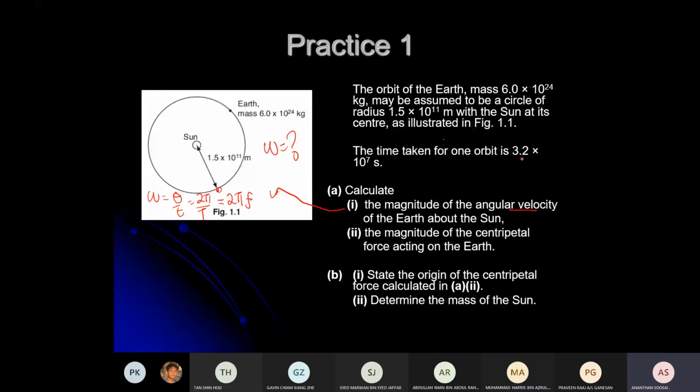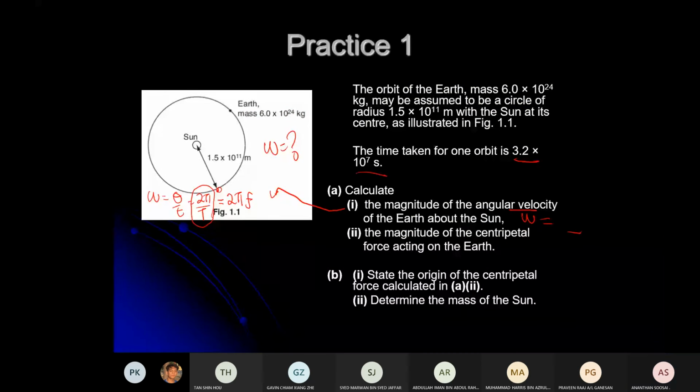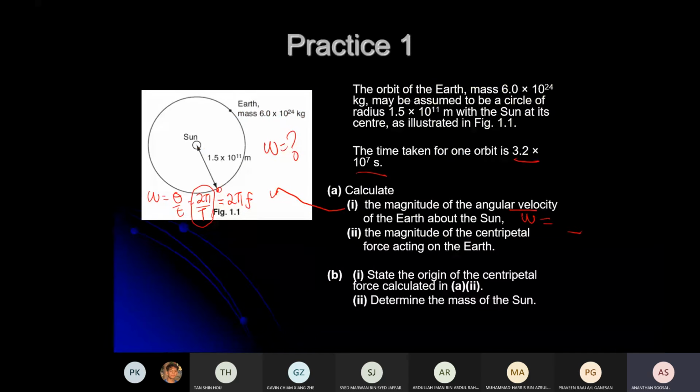So the magnitude of the angular velocity of the Earth about the sun is, which formula to be used? Because the period is given, use 2 pi over T. 2 pi divided by 3.2 times 10 to the power 7 seconds. You get omega. What is the unit for omega? Radian per second. Okay, good.